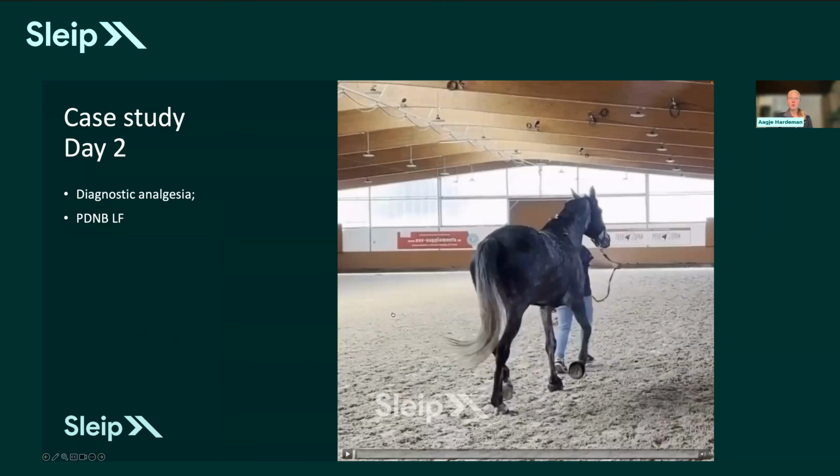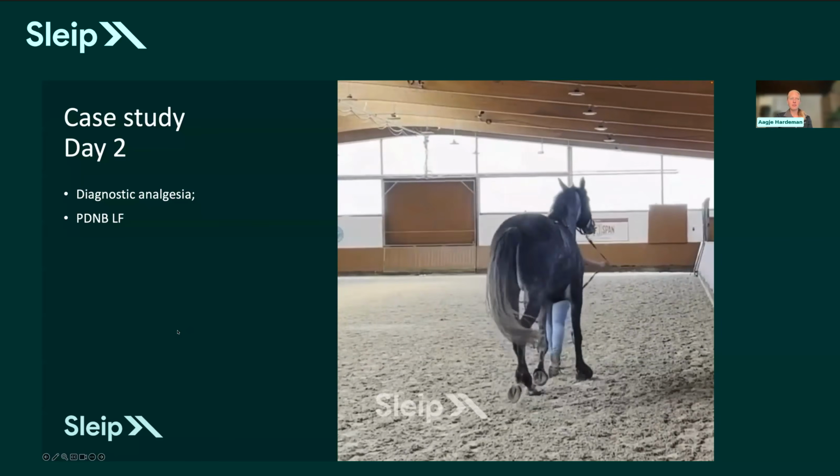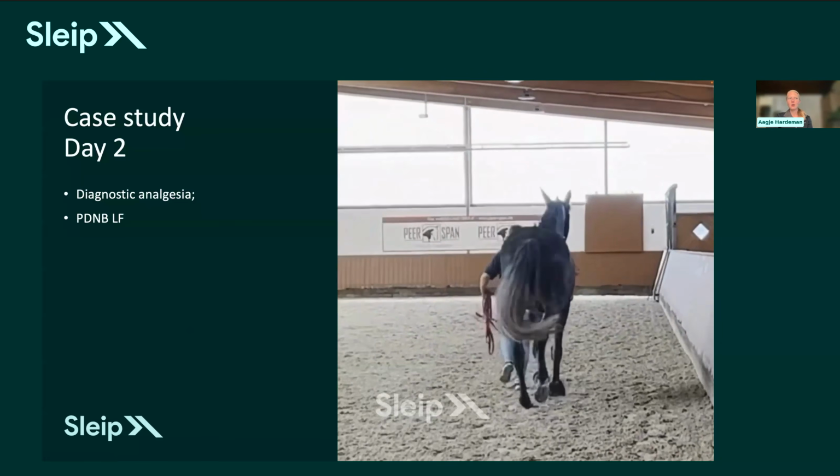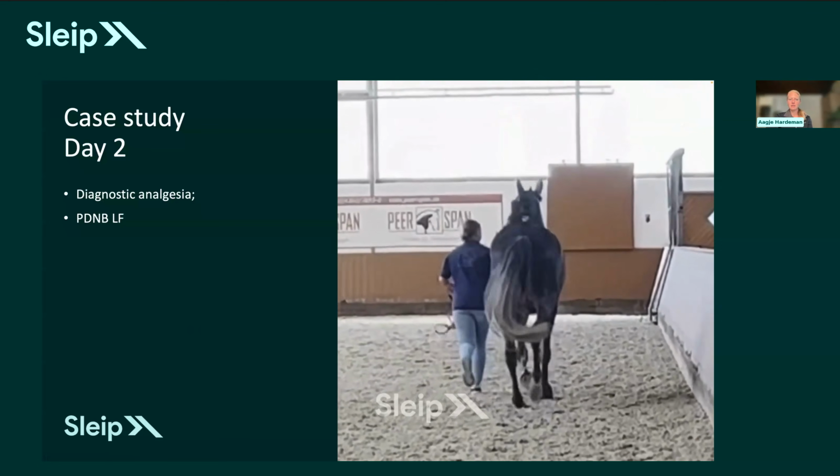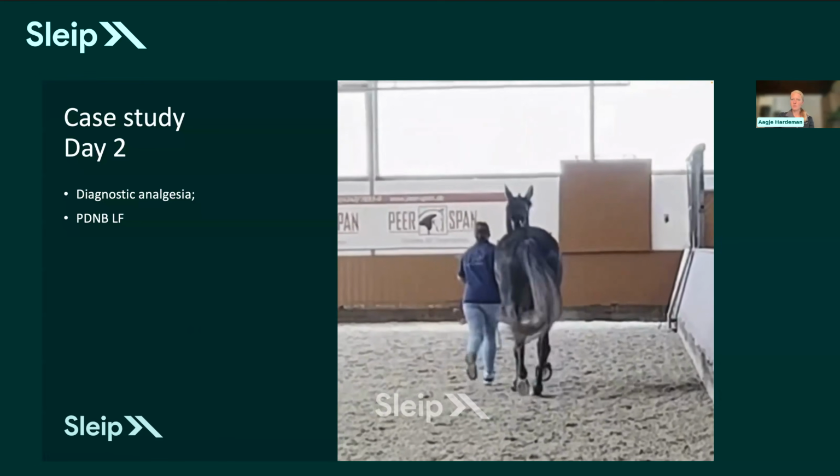So this is the same horse starting to block the left front in the lower foot. And yeah, have a look at the straight line. Tell me what you think.